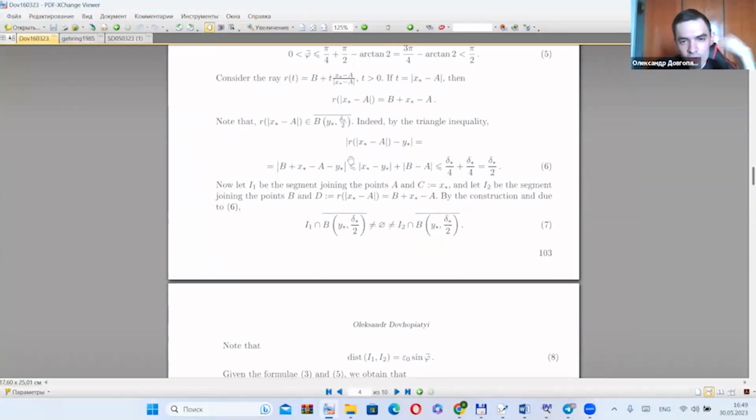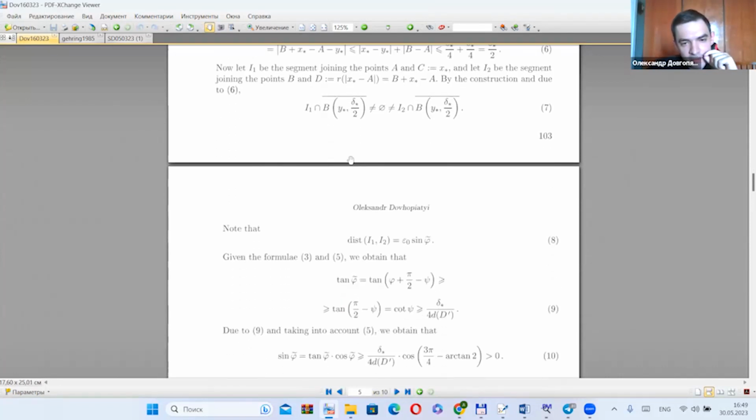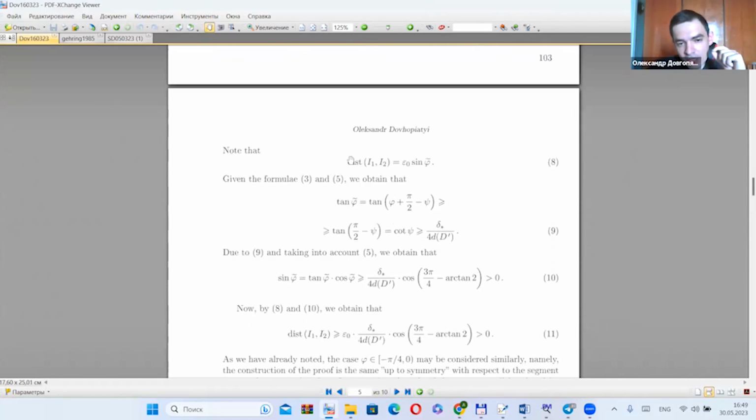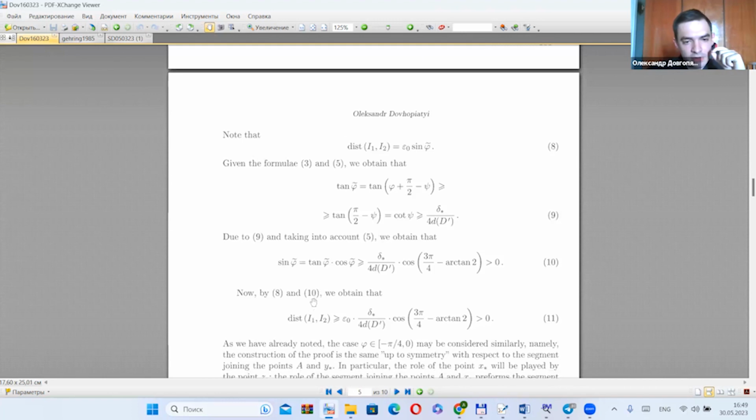So using some properties of trigonometric functions, we can estimate the distance between these two segments. We can estimate that this distance is more or equal to the distance between points A and B multiplied by this expression. So we can denote C0 as this expression to satisfy theorem 1.